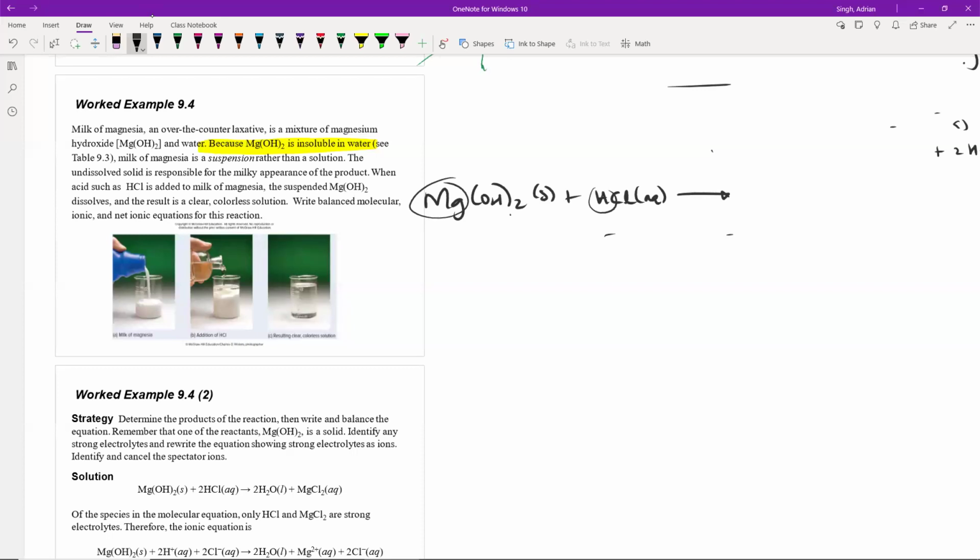So we end up with H2O liquid, and then we get the MgCl2, which is going to be aqueous according to the solubility rules. And then we want to make sure that our equation is balanced, right? So we'll stick our 2 here in front of the H2O and our 2 in front of the HCl. And we're going to do the same thing. Anything that's a solid, we're going to keep as it is.